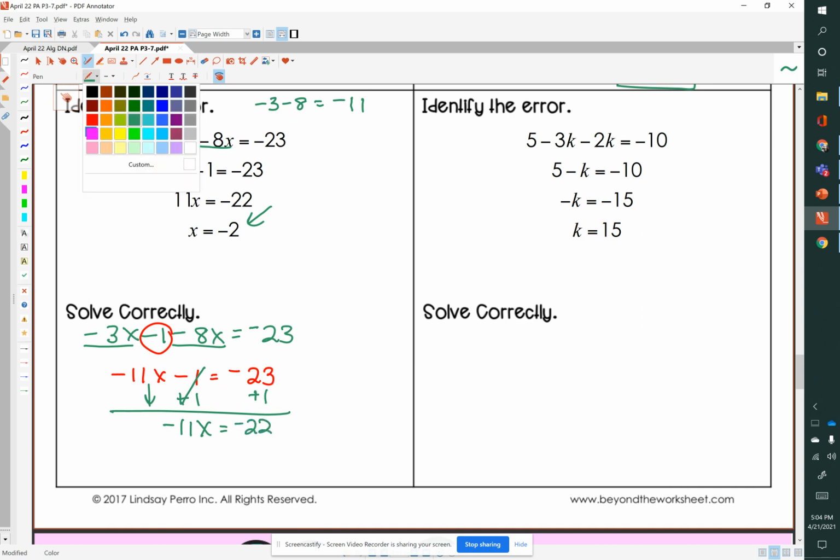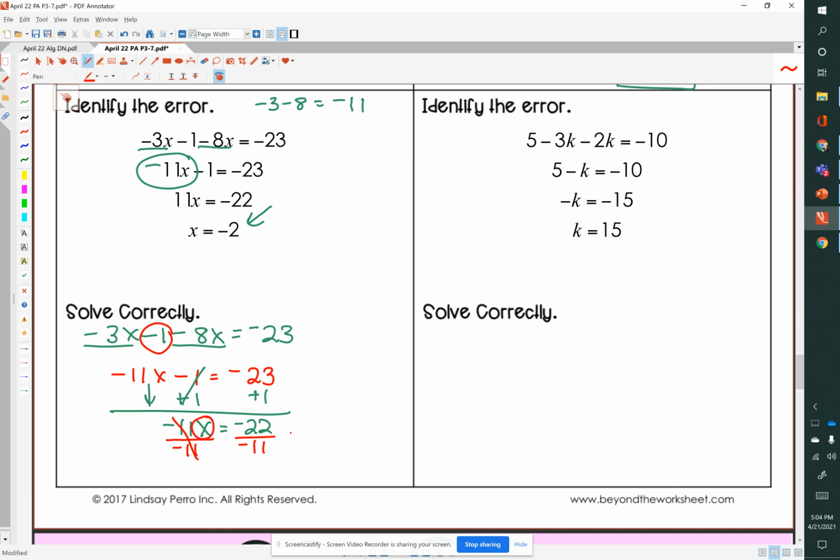And now we ask again, what is happening to x? X is being multiplied by negative 11. So we will divide by negative 11, and whatever we do to one side, we do to the other. And that isolates our x, and x equals negative 22 divided by negative 11, which is positive 2. So negative divided by negative is positive. And you can compare that. When they did it incorrectly, they got negative 2. But this is the way it should be done.